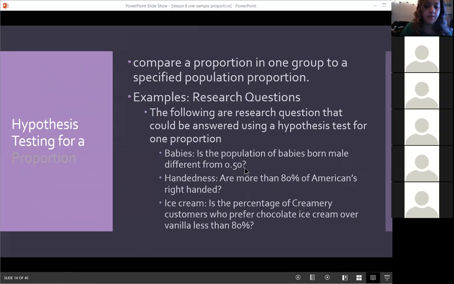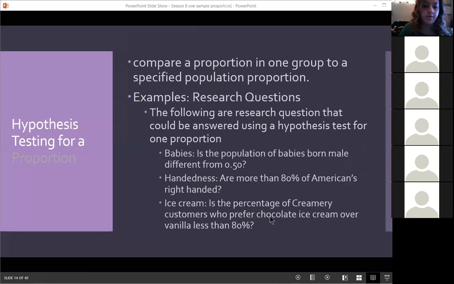So remember, in this case, we would use not equal to, because we're just saying it's different from, not greater than or less than. Handedness, if that's even a word: more than 80% of Americans are right-handed, so we're going to use the greater than sign in our alternative hypothesis. But yeah, we're just deciding about our population in the end. Remember, our conclusion's always about our population, because we're taking our sample and using that to make an inference about the population. So that'd be greater than 0.8 for our alternative hypothesis.